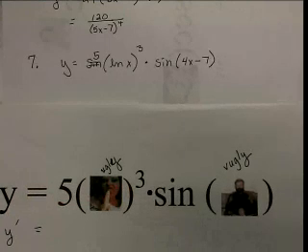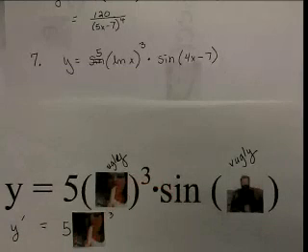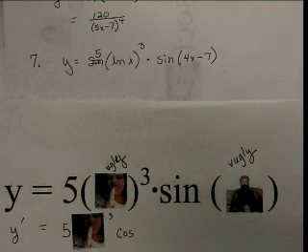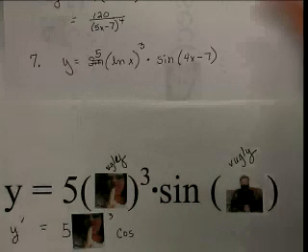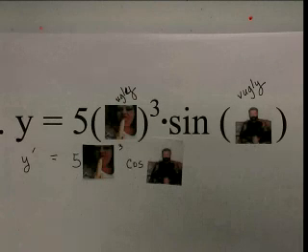Did somebody say natural log? 5 ugly cubed. Not bad. That's the first factor. What's the derivative of the second? Cosine of 4x minus 7 times 4. You can't get over the 4x minus 7. That's 5 ugly cubed, cosine ugly, but not only cosine ugly, what else? Ugly prime.